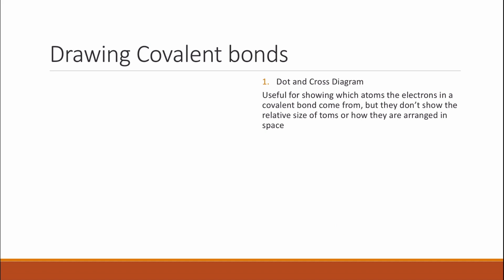So how can we draw the covalent bonding? There are several ways to draw covalent bonding. The first one is the dot and cross diagram. The dot and cross diagram helps us to show which atoms the electrons in the covalent bond come from. The shared electrons can be drawn using dots and crosses: the electrons shared from one atom are drawn as dots and the other atom's as crosses, even if both are the same type of atom, because you need to show where the electrons came from.